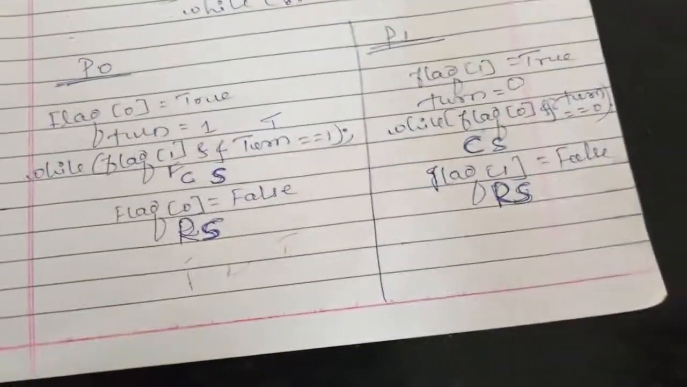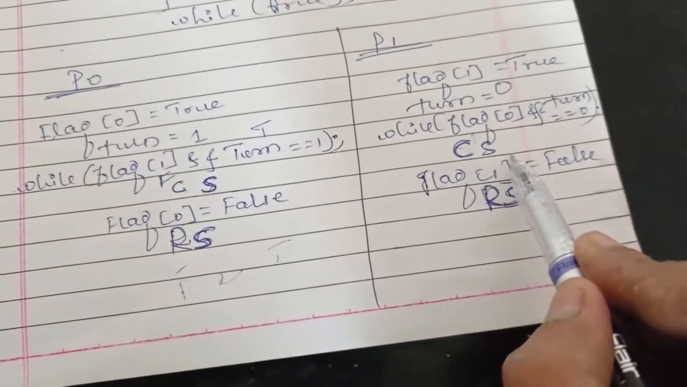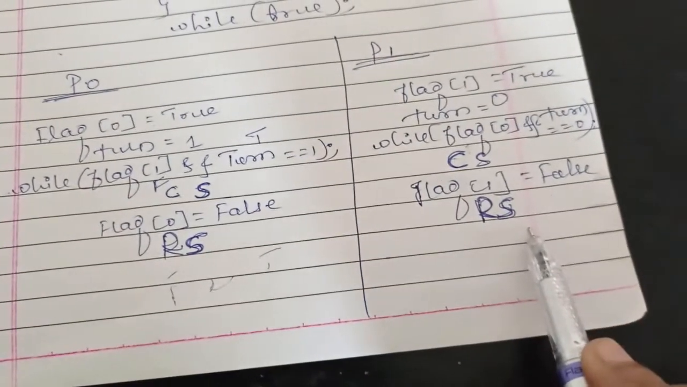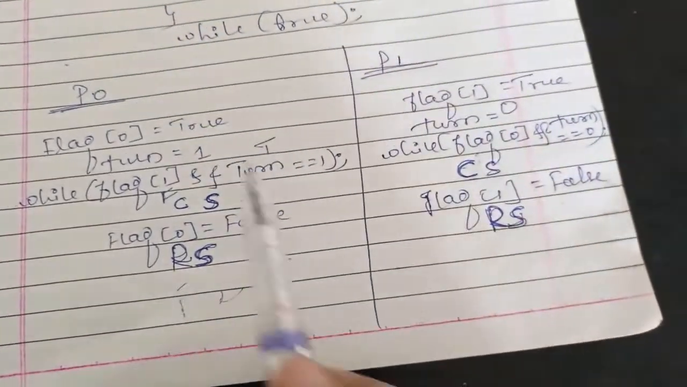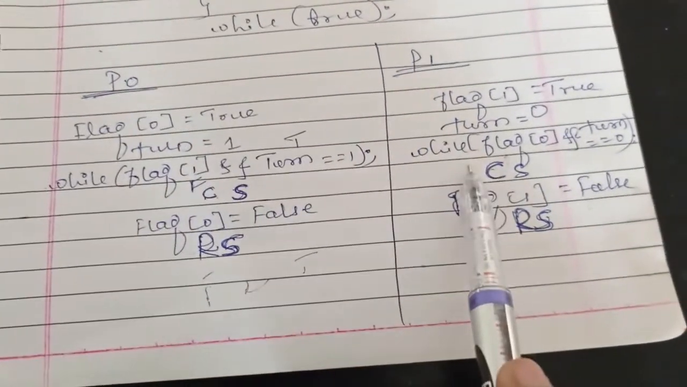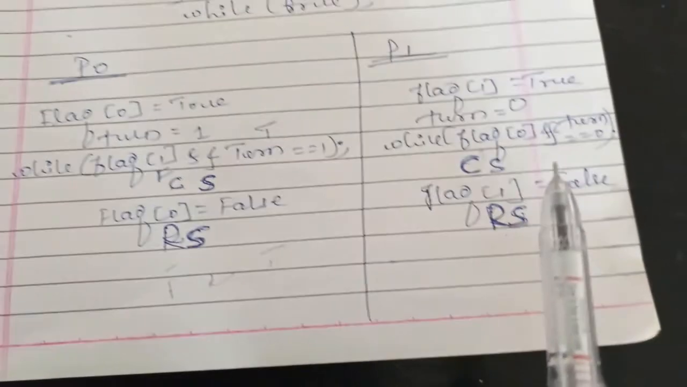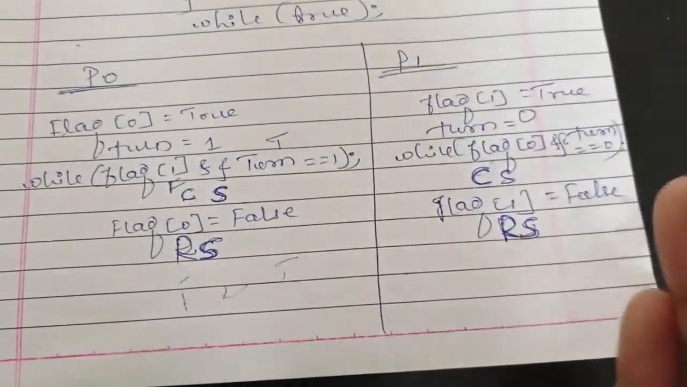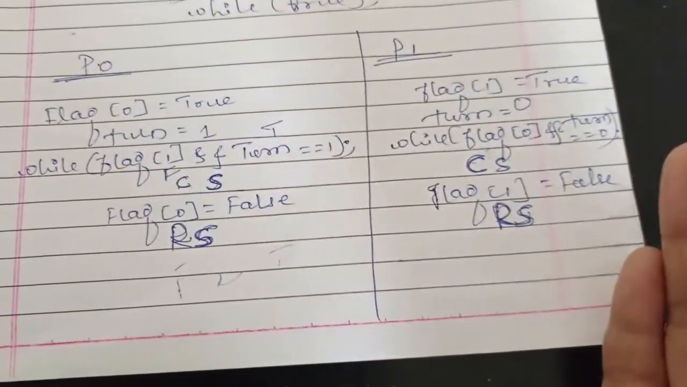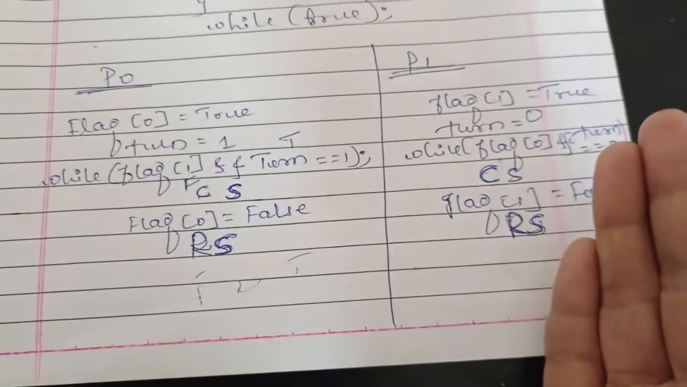Means what? Suppose process P1 has finished its critical section and has entered its remainder section now. At the same time process P0 wants to execute its critical section, but P1 is still executing the remainder section, so it will not affect the critical section. So hence we may allow some other process to execute in its critical section. So this is what? Progress.